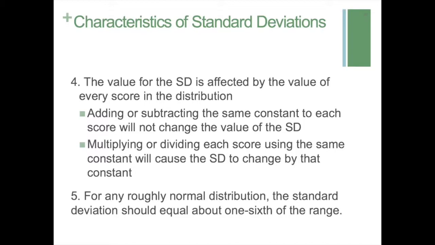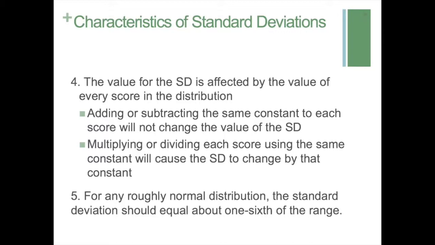Multiplying or dividing each score using a constant is also going to change the standard deviation correspondingly. So if I added 5 to every score, the standard deviation is not going to change, right? Because the differences between those scores and the mean aren't changing at all. But multiplying and dividing each of those scores by a constant is going to change the standard deviation by that constant as well.